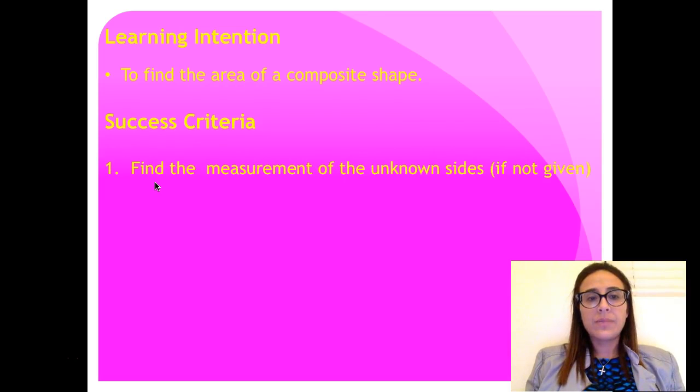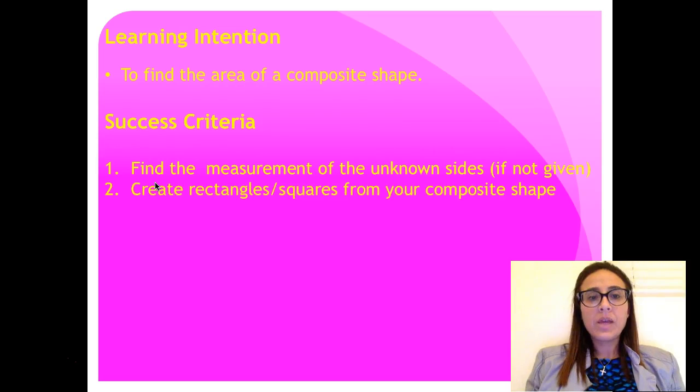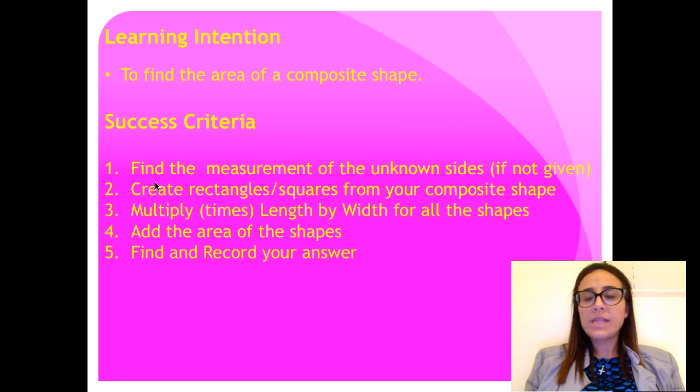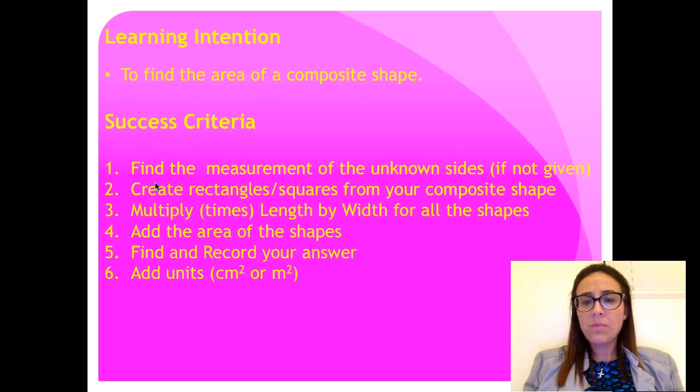Success criteria: find the measurements of the unknown sides, if not given. Create rectangles, squares from your composite shape. Multiply or times length by width for all the shapes. Add the area of the shapes together. Find and record your answer. Don't forget to add your units, centimetres squared or metres squared.